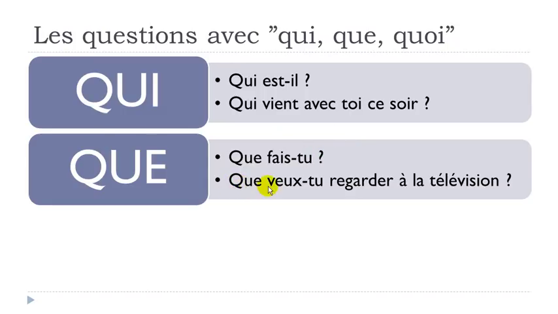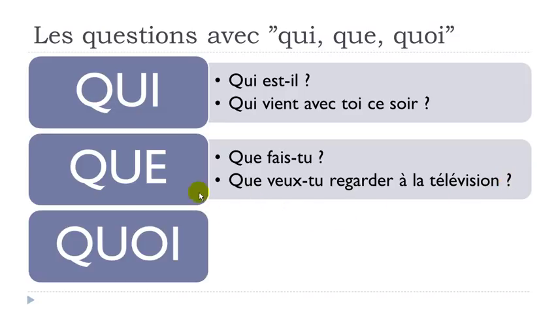And here, que veux-tu? Veux comes from vouloir, to want. Que veux-tu? What do you want? Regarder is to watch. À la télévision, at the television. Que veux-tu regarder à la télévision? So let's read it normally now. Que veux-tu regarder à la télévision? Okay, so you can hear that I've been raising my voice a little bit at the end.